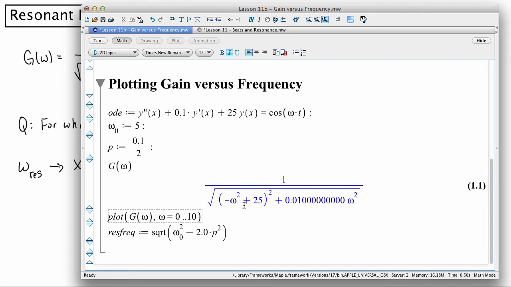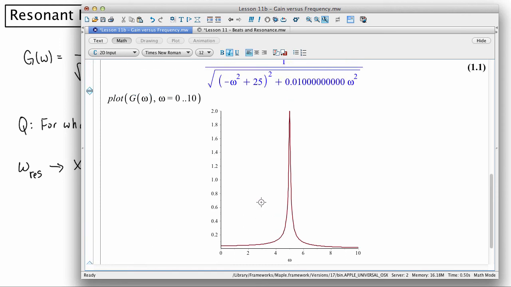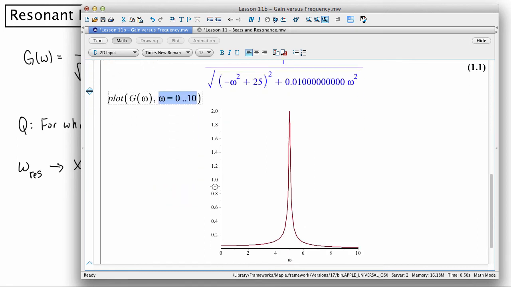And now I'm going to plot that for frequency values between 0 and 10, remembering that the resonant frequency is going to be somewhere near 5. So that allowed me to come up with a nice interval here from 0 to 10, putting 5 in the middle, that made sense. And so here's the plot.